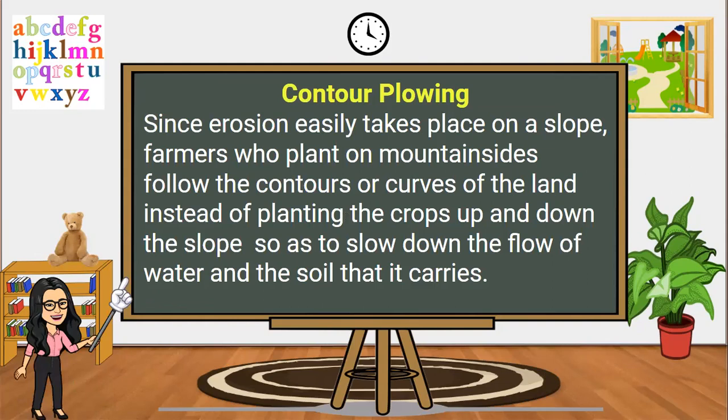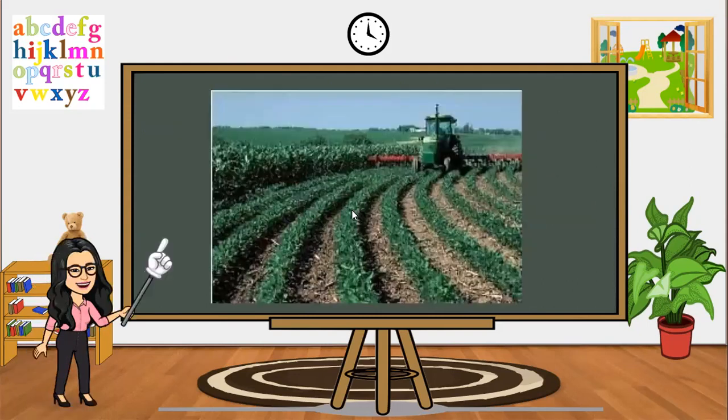Next is contour plowing. Since erosion easily takes place on a slope, farmers who plant on mountain sides follow the contours or curves of the land, instead of planting the crops up and down the slope, so as to slow down the flow of water and the soil that it carries.